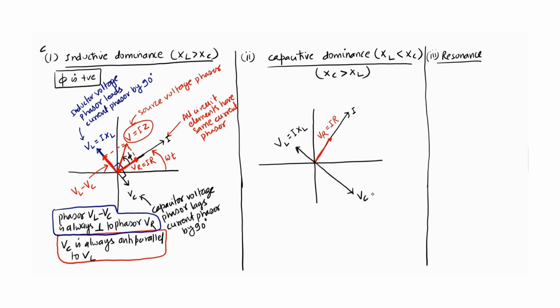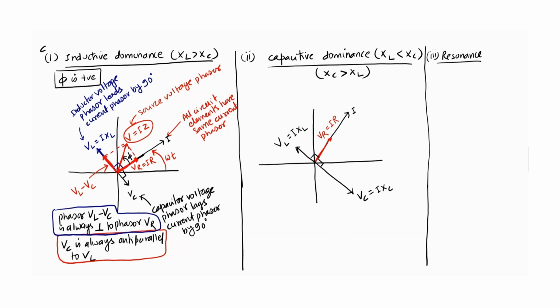This is the capacitor voltage phasor, and when we look into this phasor diagram, we find VL leads current by angle 90 and VC lags current by angle 90. So this is to be noted, and they are lying on the same line in opposite direction.